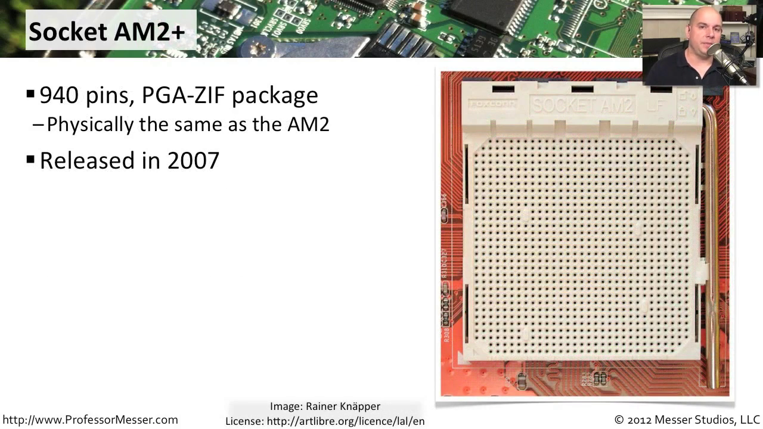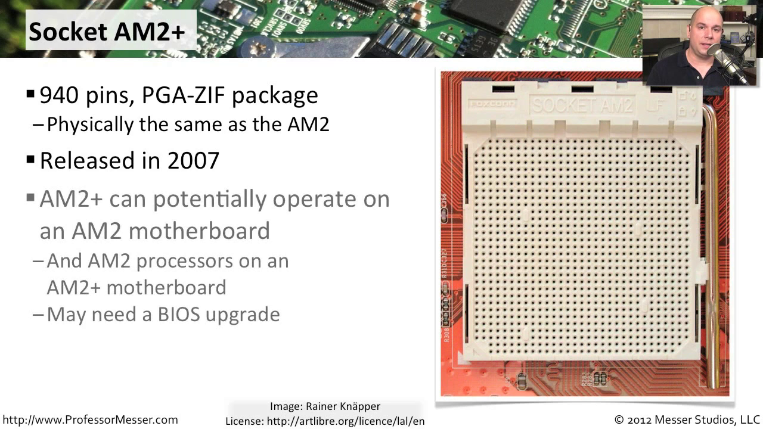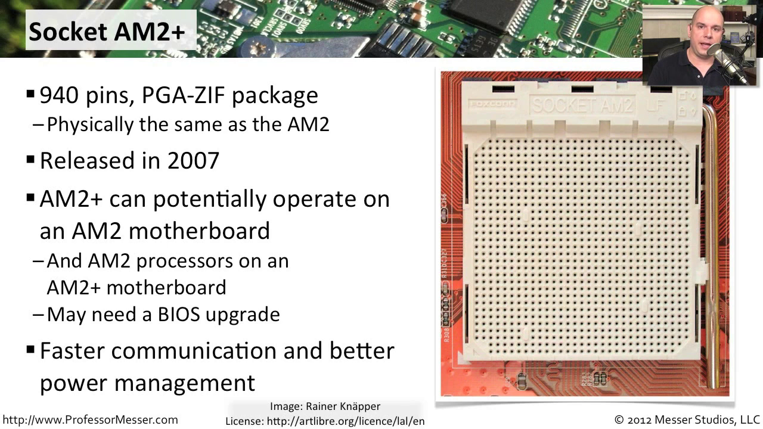In 2007, AMD introduced an upgrade to the socket AM2 called the socket AM2 Plus. As the name implies, it was a minor upgrade. Physically, it looks identical to the socket AM2. The AM2 Plus processors can potentially operate on an AM2 motherboard, usually requiring a BIOS change to the AM2 motherboard, and AM2 processors were designed to work on the AM2 Plus motherboard. This was a minor upgrade. There was faster communication on the front side bus, there was better power management, and it really positioned AMD to have faster processors for their computers.